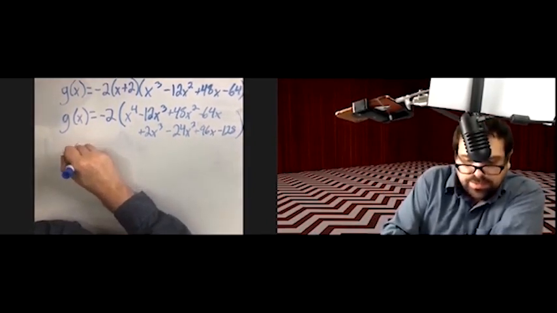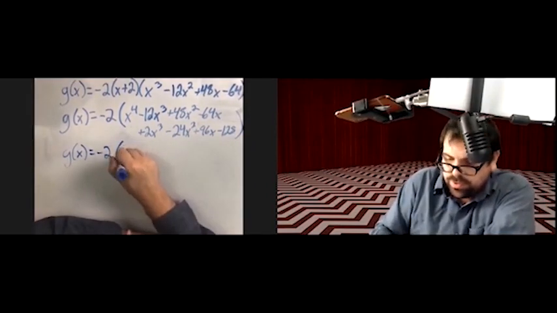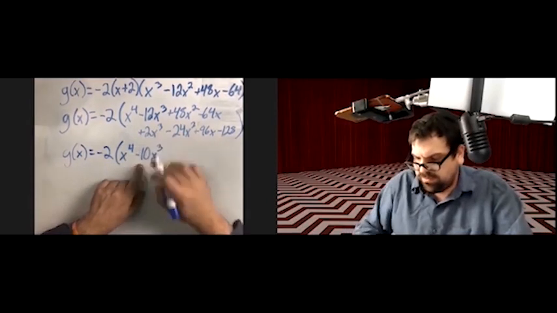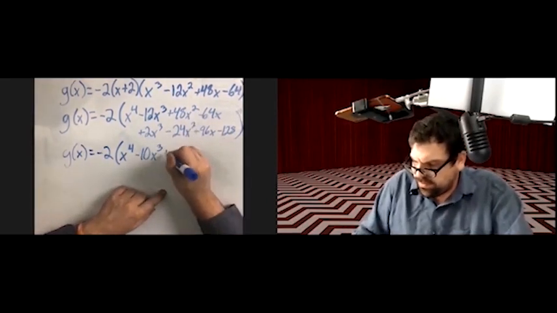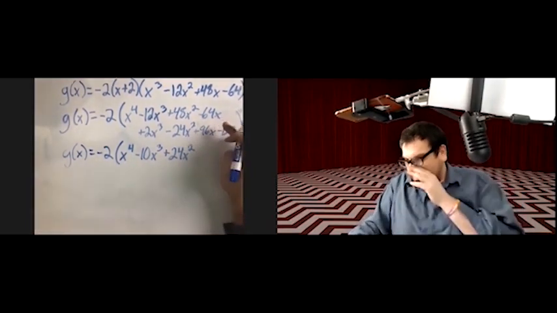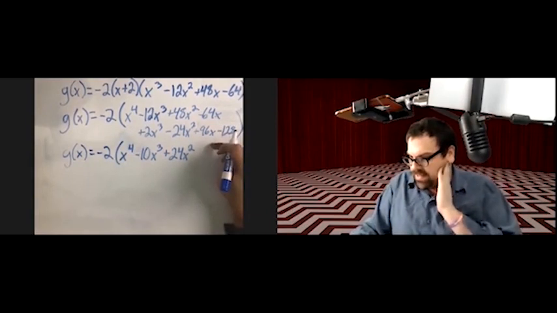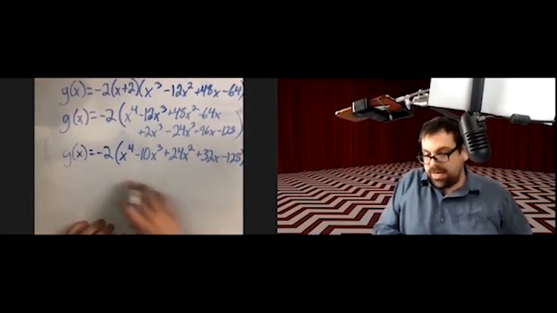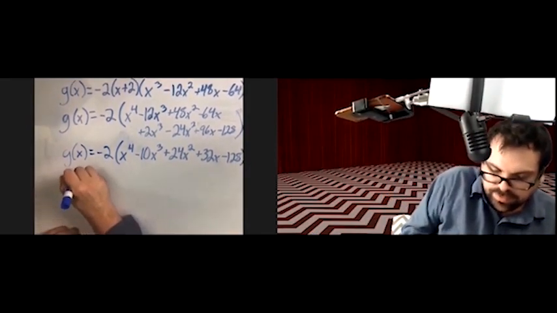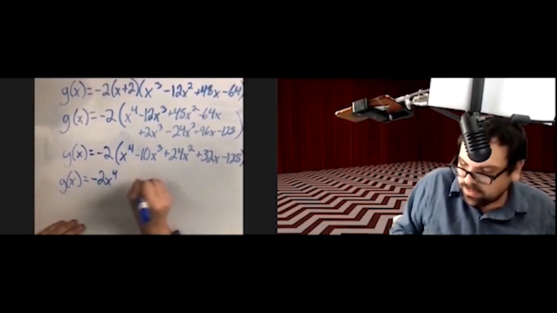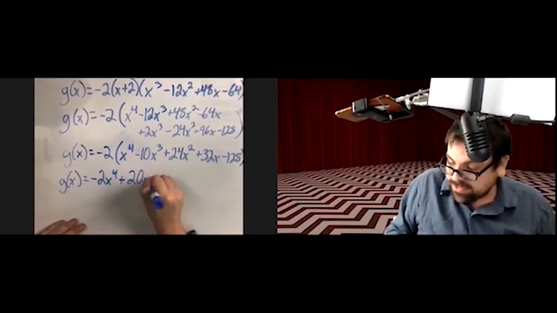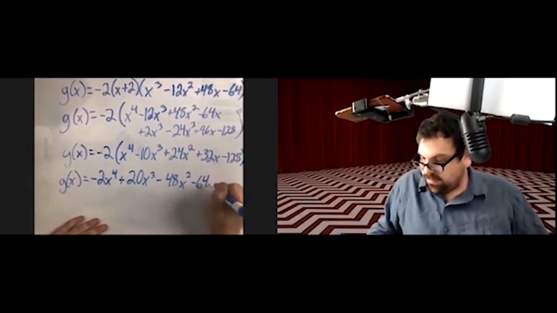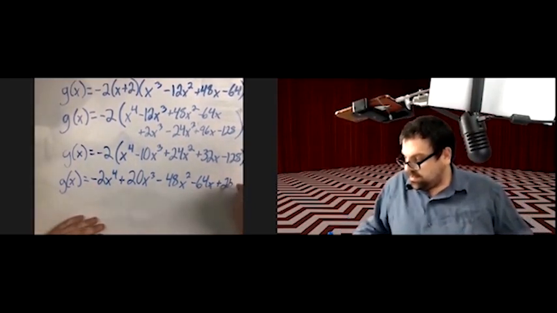Combine the like terms. Negative 2 times x to the 4th minus 10x cubed. Negative 12 plus 2 is negative 10. 48 minus 24, so plus 24x squared. Negative 64 plus 96, that's positive 32x minus 128. And now I'm going to multiply that negative 2 through. We get g of x equals negative 2x to the 4th plus 20x cubed minus 48x squared minus 64x plus 256.